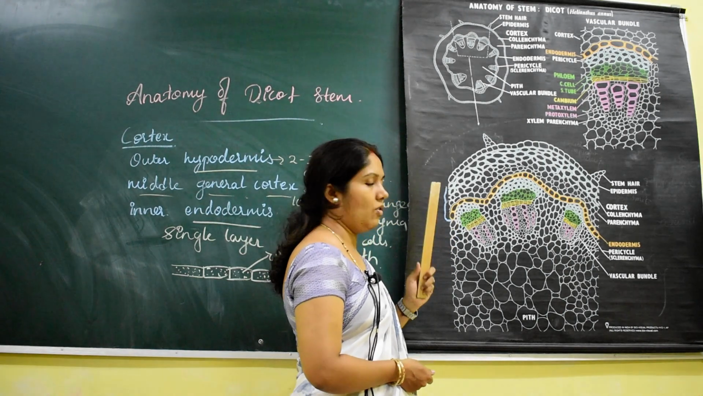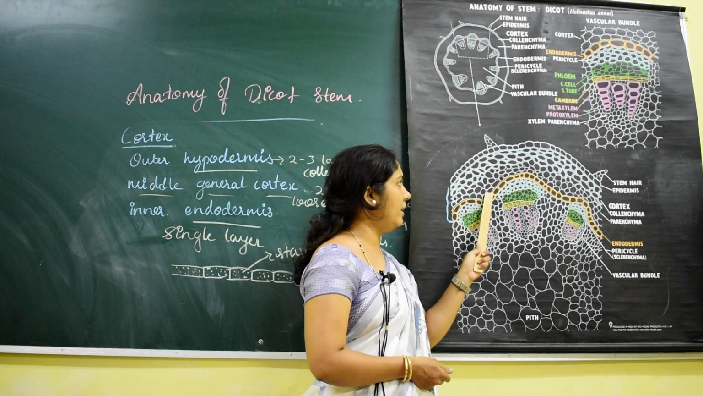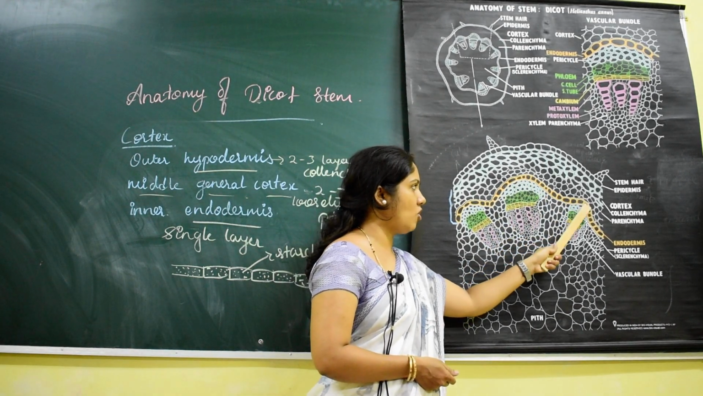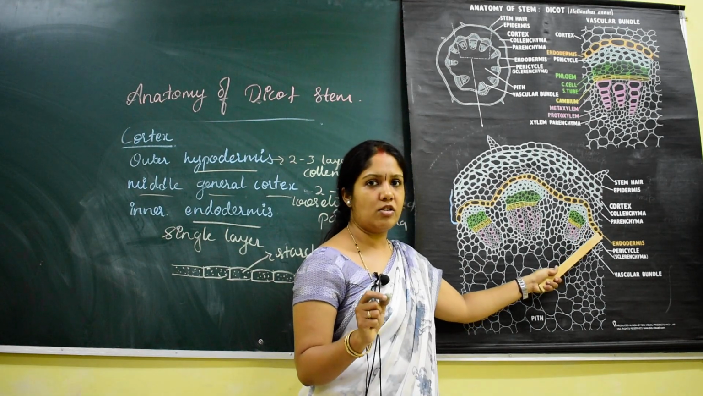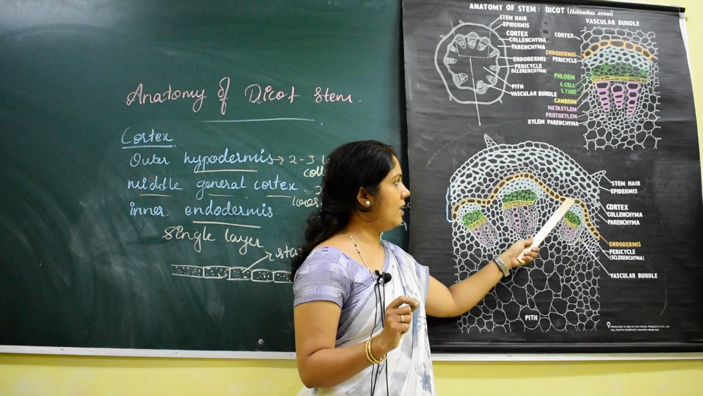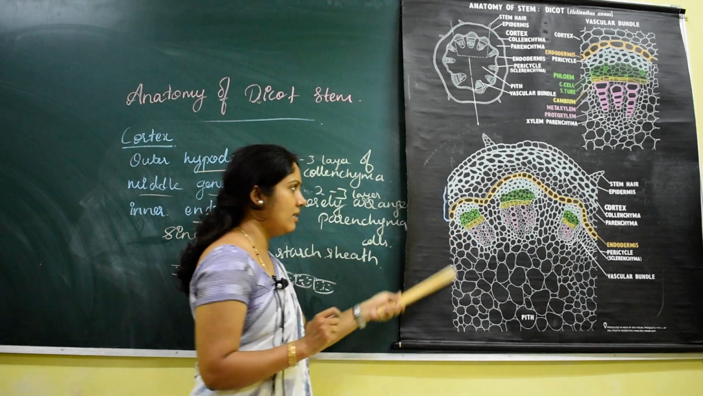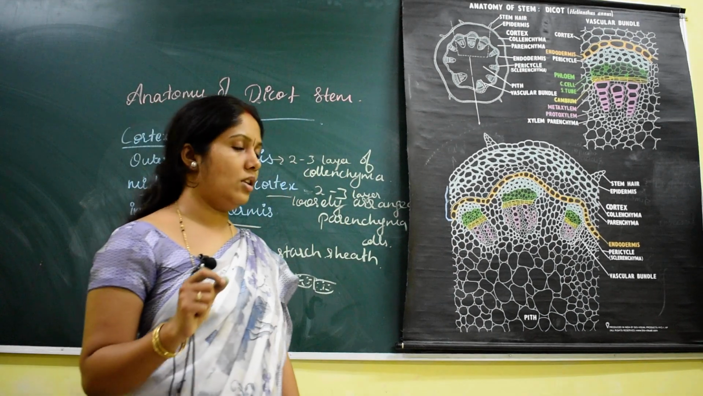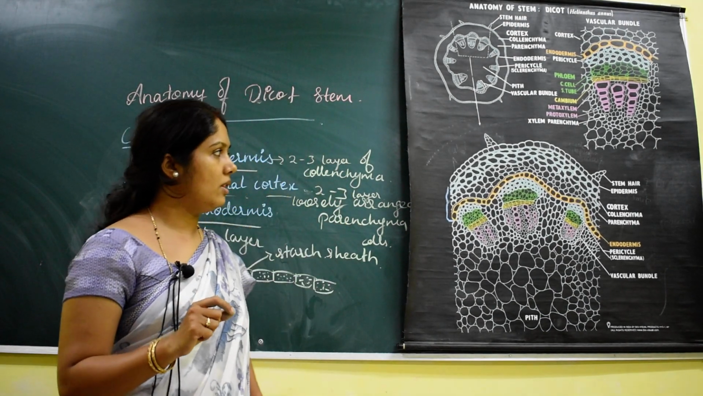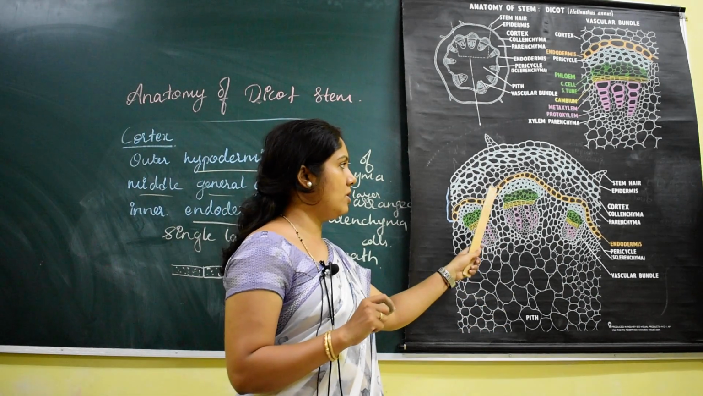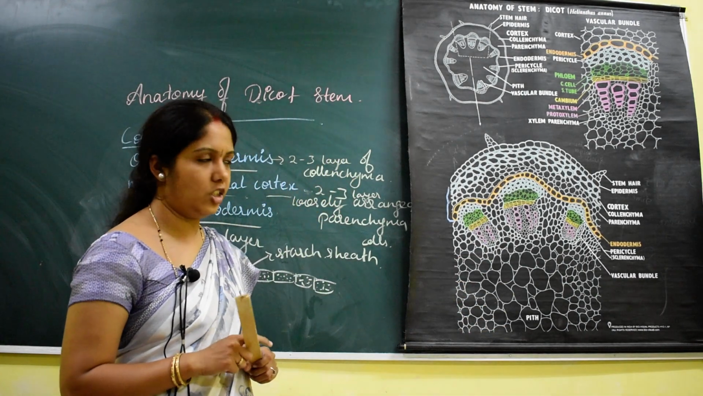Understood? This is a single layer of parenchyma cells, which is compactly arranged. Single layer of parenchyma cells, compact, without any intercellular space. So the cells inside this layer have a large amount of starch deposited in them. Hence the endodermis is also called the starch sheath.